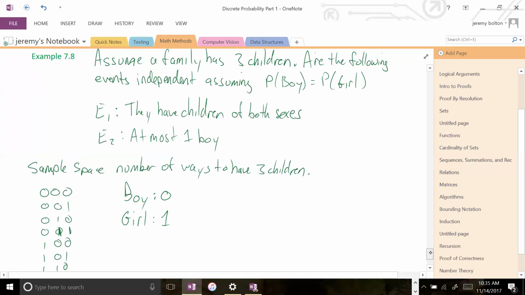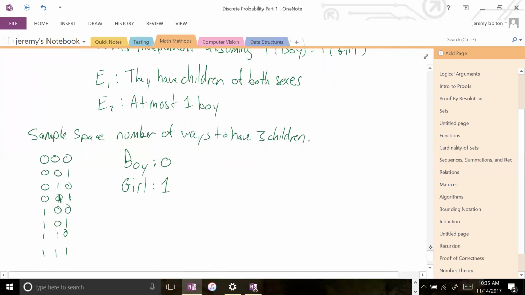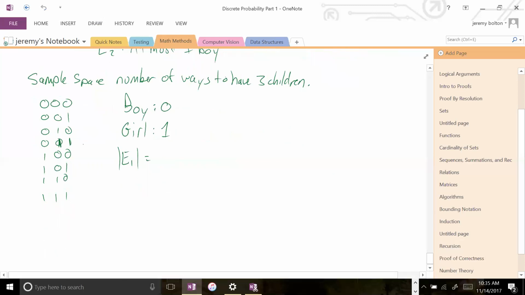All right, so event one was they have children of both sexes. And the cardinality of event one is equal to what? Before we do that, of course, note here that I've listed out the sample space. So S is simply equal to what? 1/2 × 1/2 × 1/2. 2 × 2 × 2, right, which is 8. And the cardinality of E1 is equal to what? We can list them out here.